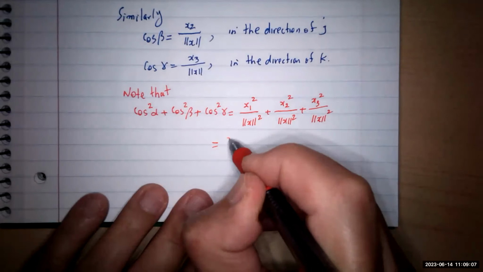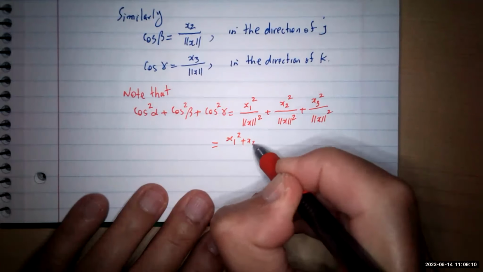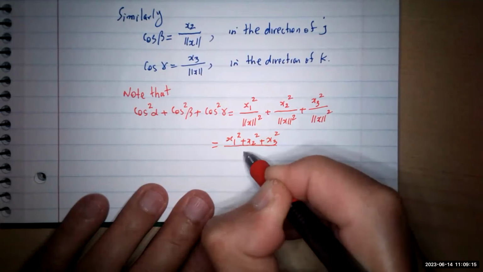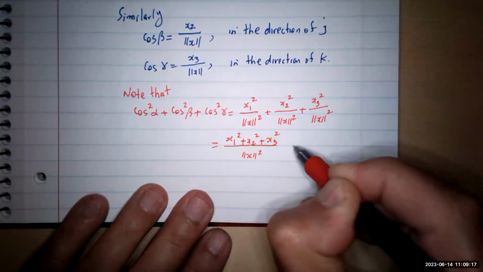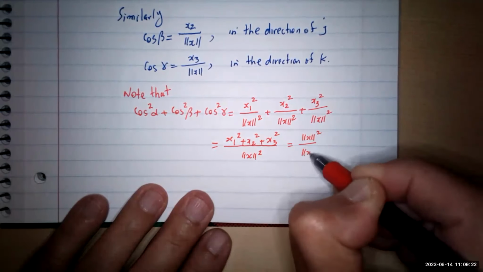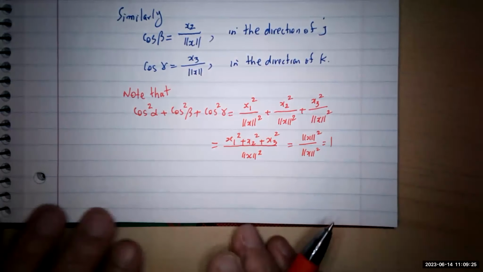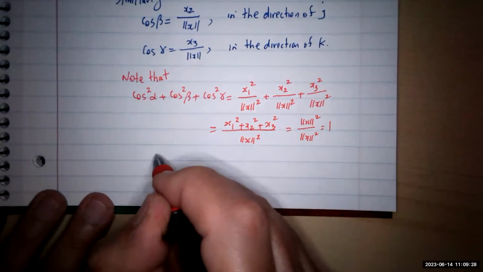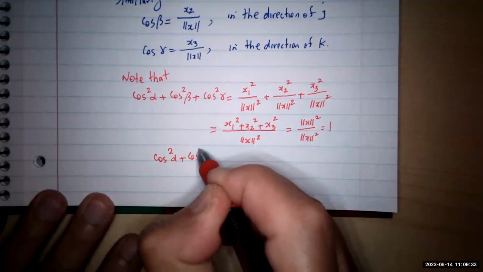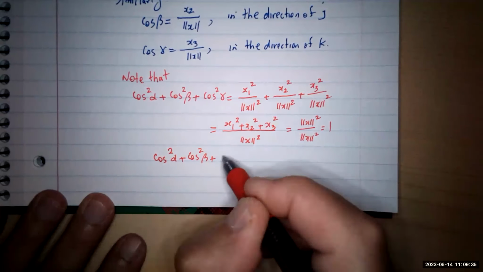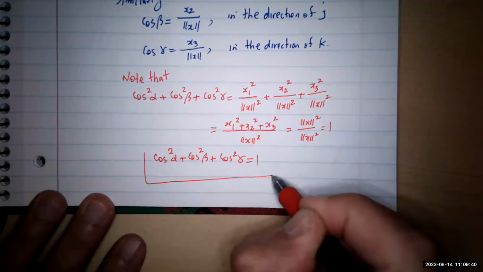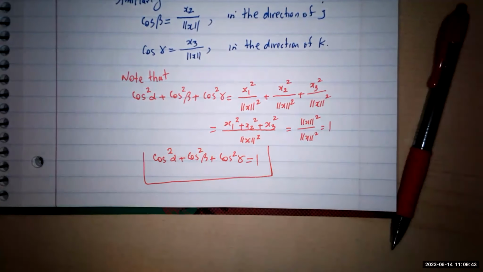So it's x1 squared, x2 squared, x3 squared, and that's norm x squared. So the top would be norm x squared, and the bottom is norm x squared. So the result is 1. Okay, so that's a popular result: the sum of the squares of the direction cosines is always equal to 1. Just for your information.